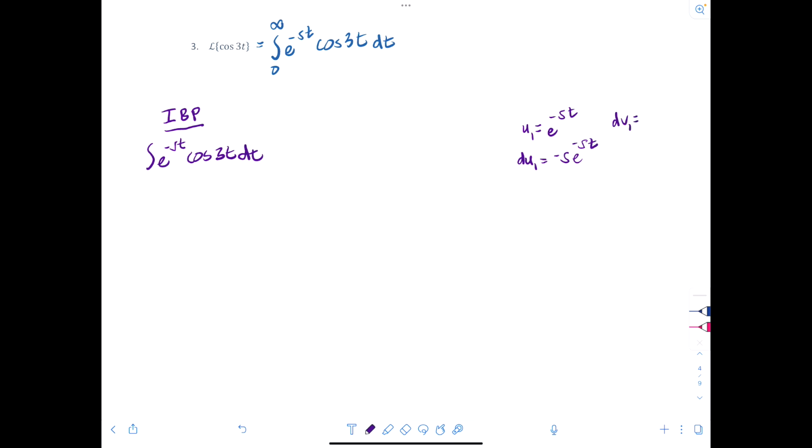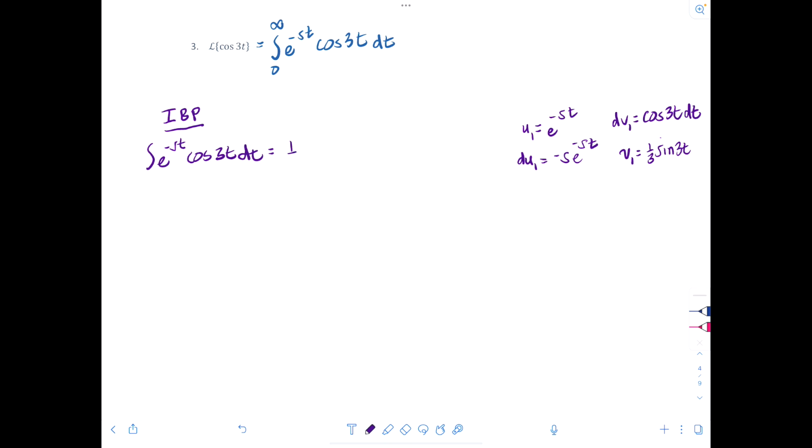dv1 will be equal to, I've got to put it regular first, cosine 3t dt. And then v1 will be, we're integrating, sorry. And then when we integrate both sides, we'll get v1 is equal to 1/3 sine at 3t. And so plugging that in, we get u1 times v1. So I'm going to mix it on up.